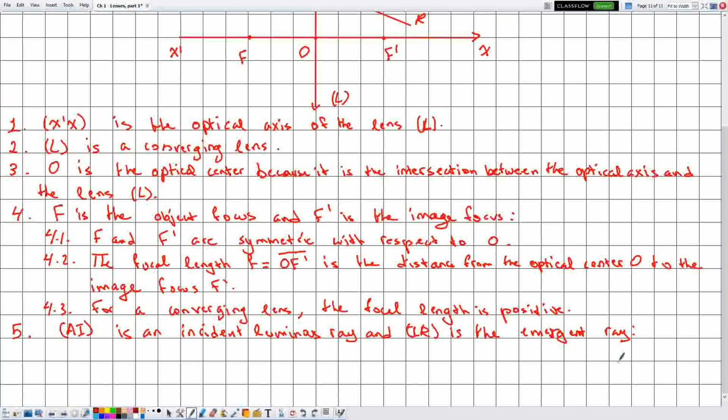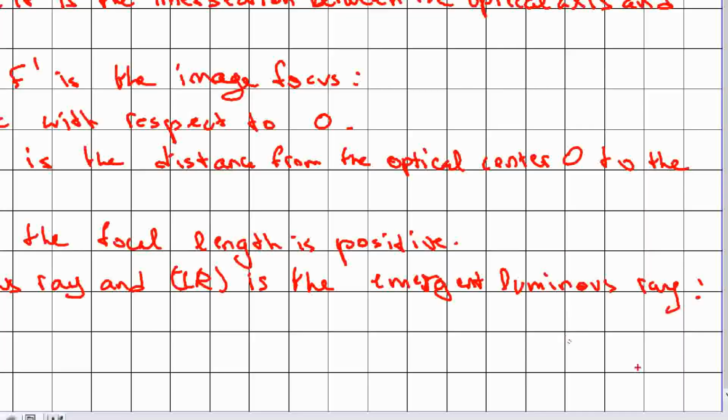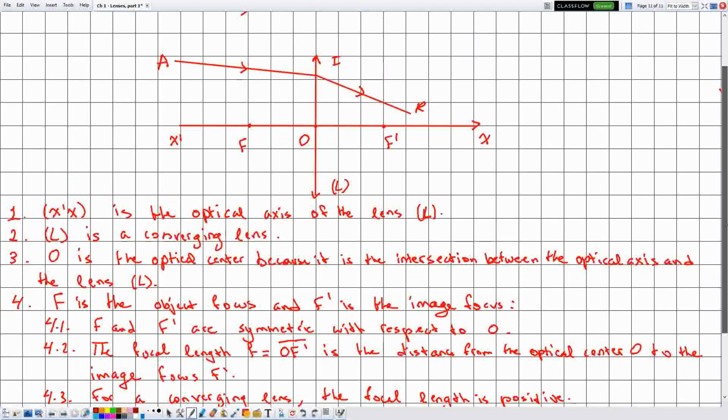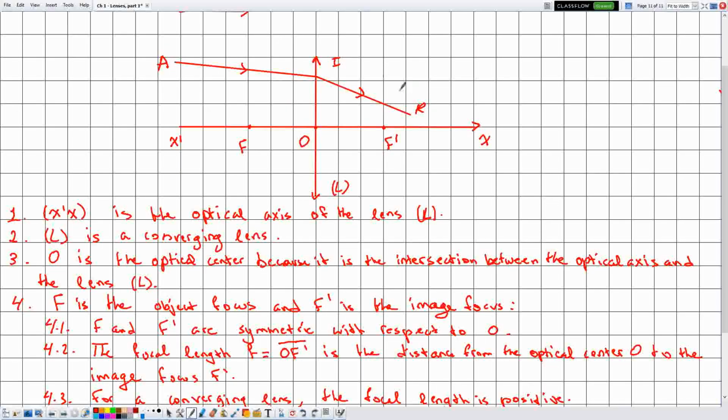Whereas the word, let me write here, emergent luminous ray: the word emergent means coming out, and the word luminous means it's made up of light. As you can notice here, the ray IR is coming out from the lens. For this reason we call it an emergent ray, emergent luminous ray.